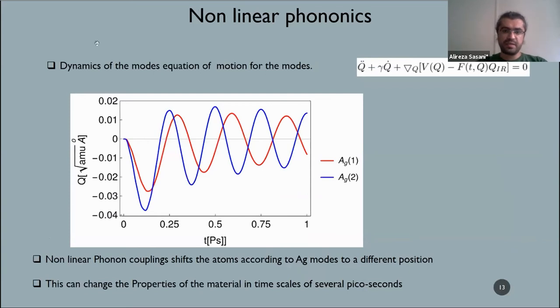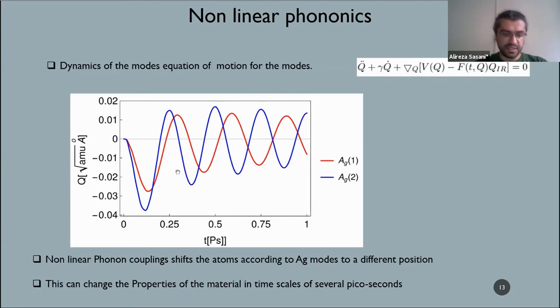Then we used the equation of motion to see what is the effect of the laser on these two modes. Here, I'm showing the oscillations of the two AG modes as they are hit by the laser, and then the oscillation of the IR mode. And as we can see, we have a shift in the minimum of the AG modes with respect to equilibrium, and this persists up to the 1 picosecond time scale.